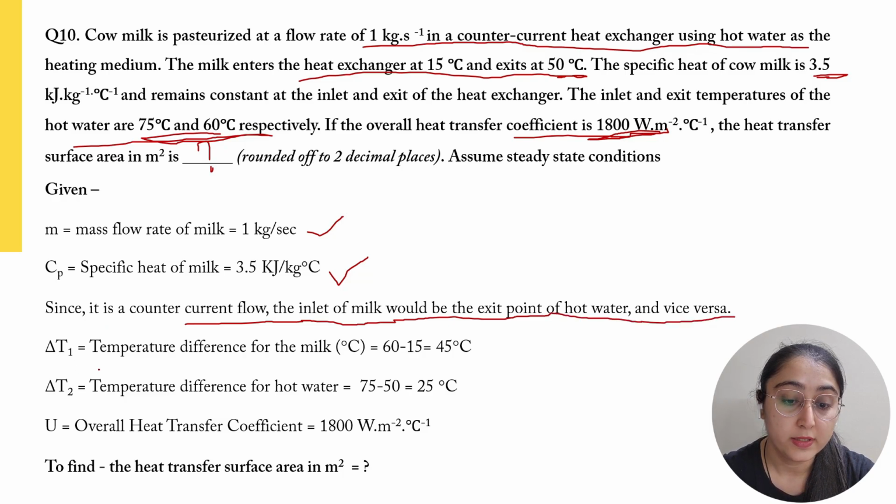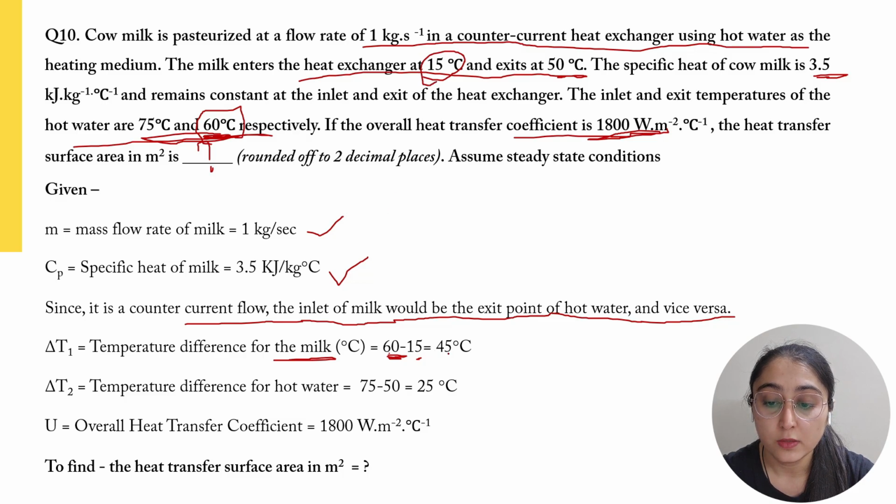Therefore, when we calculate the T1, which is the temperature difference for milk, we take this value 60 from here. Basically, the inlet and the exit temperatures for hot water were 75 and 60, right? So the exit temperature for hot water is 60. Therefore for milk we take 60 minus 15. 15 is basically the entrance temperature of milk, right? So 60 minus 15 comes out to be 45 degrees.